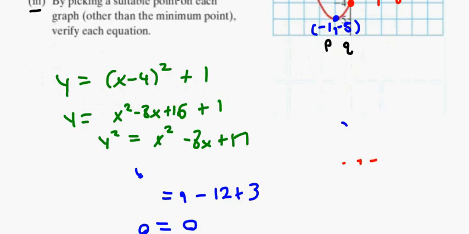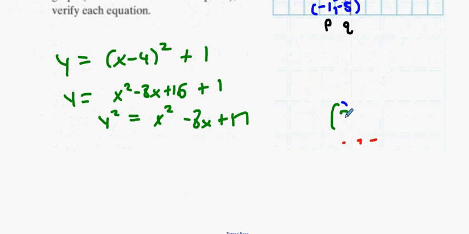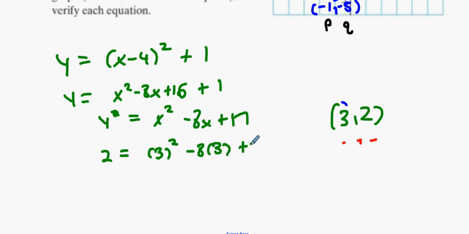And then how do you verify the point? What one did you use on the green graph? Did anybody use 5, 2 or 3, 2? Which one did you use, Charlie? 3, 2. I'll use 3, 2. And if this works, it means we definitely have the correct one. It's not y squared. So it's 2 equals 3 squared minus 8 times 3 plus 17. 2 equals 9, take away 24 plus 17. 2 equals 2.